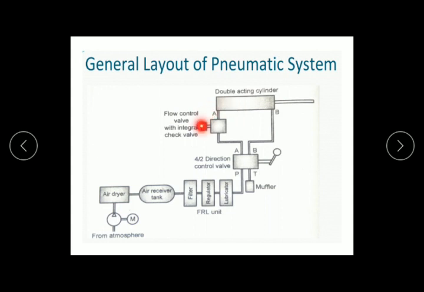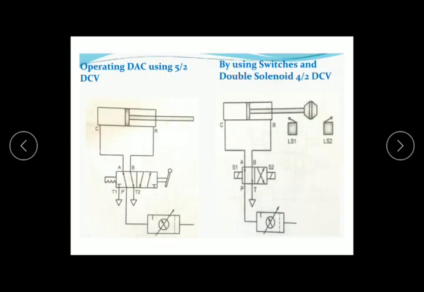Then to regulate the flow of the air, we use the flow control valve. And to get the extension and retraction, we use the actuator, which may be a single acting or double acting cylinder. In the return line, the air is directly sent to the atmosphere through the muffler. The purpose of the muffler is to reduce the air noise. So this is the general layout of the pneumatic system. Now let us see some circuits of the pneumatic systems.